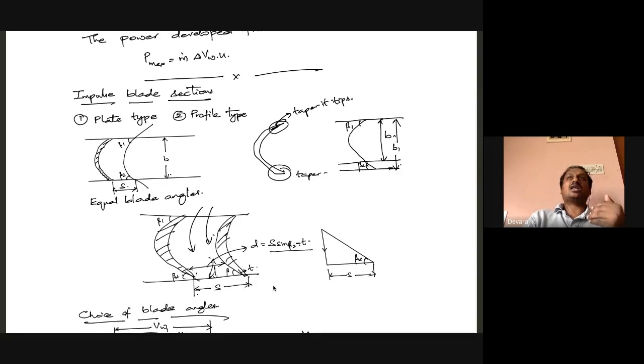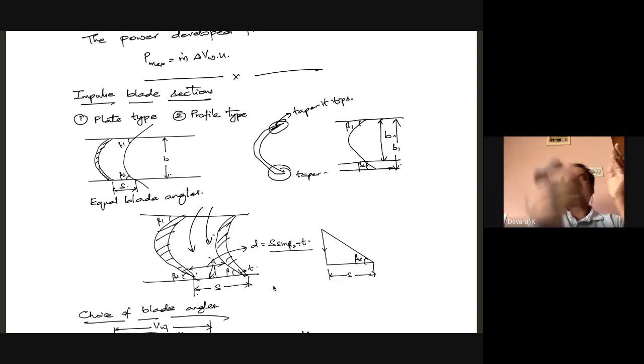It's clearly given in the book, though you can go through that, but there are some finer points which you have to look at. If I want to select an impulse blade section, what type of blade sections will be given? Usually we will be having 2 types of blade sections. One is of the plate type, another one is of profile type. What is the plate type actually? If you look at the plate type, it's like a sheet metal curved, given a curved shape. It can be of 2 forms, having same blade angles, that is beta 1 is equal to beta 2, or it can have a non-equiangular blade angle, that is beta 1 and beta 2 are different.